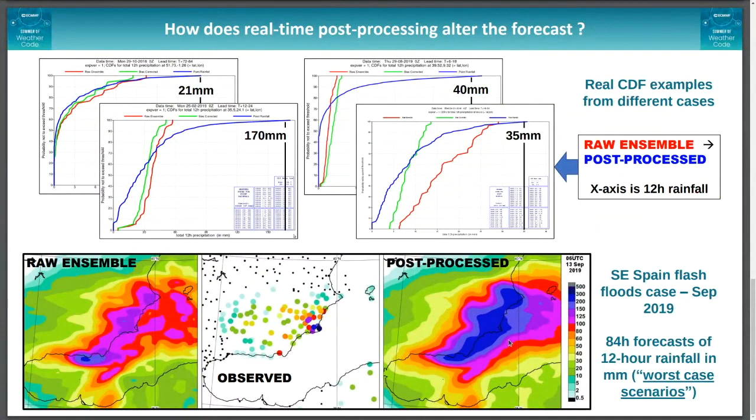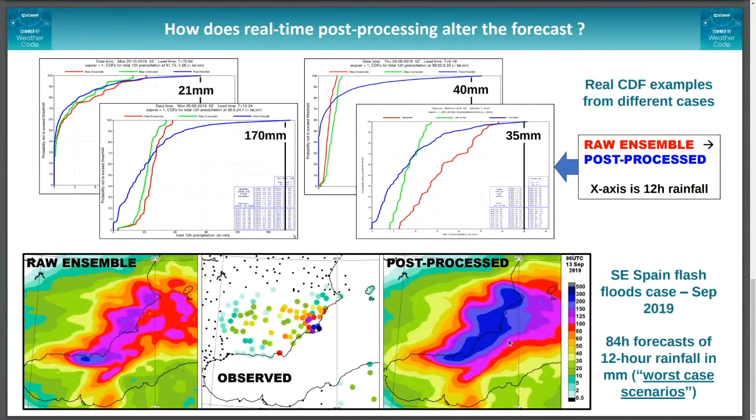And then at the bottom, just to show you a real-time example, this is from the flash floods in southeast Spain, September 2019. On the bottom left panel, you've got the 12-hour rainfall forecast from the raw ensemble. That's the wettest that the model came up with. On the bottom right panel, you've got the post-processed point rainfall, and then in the middle, you've got the raw observations.